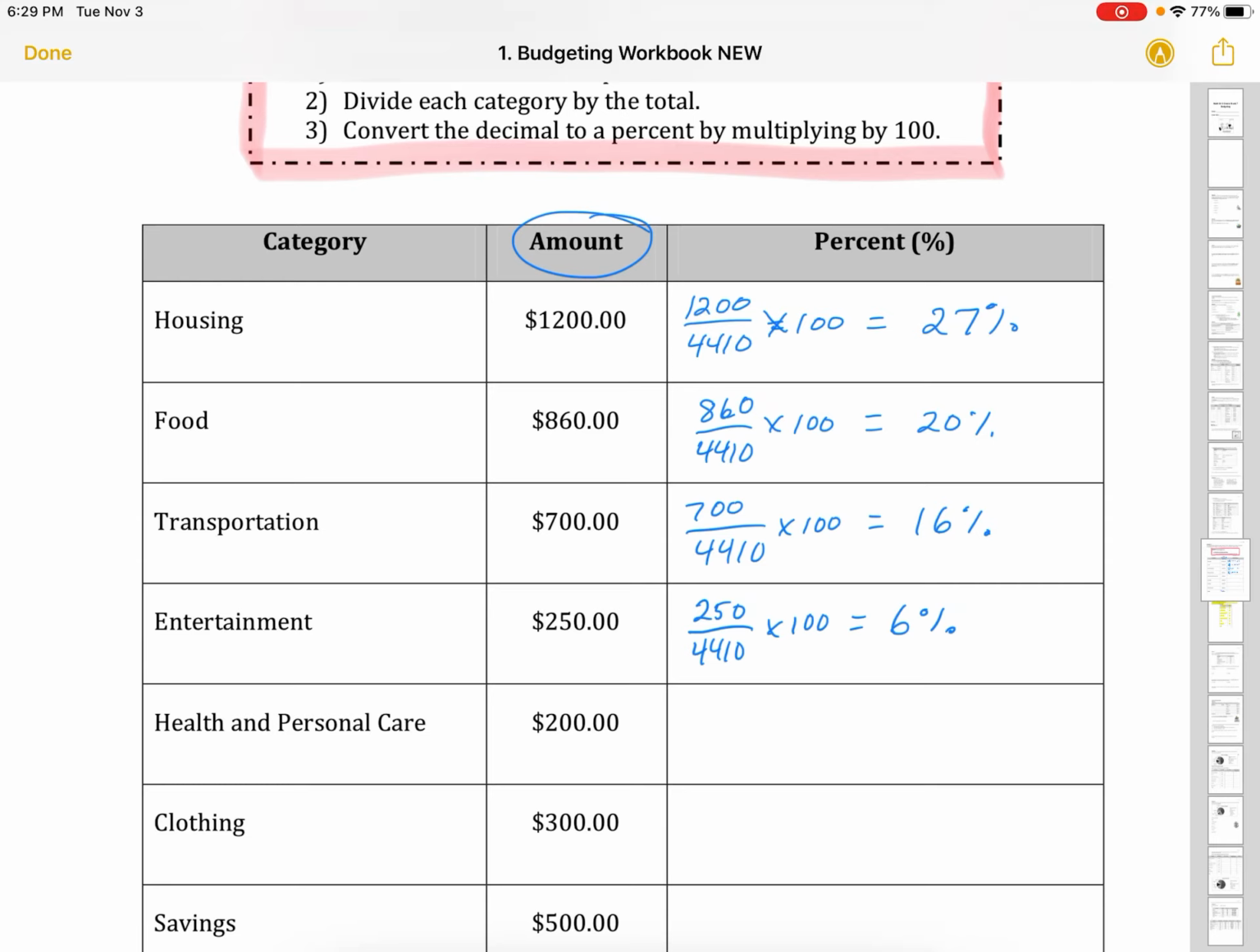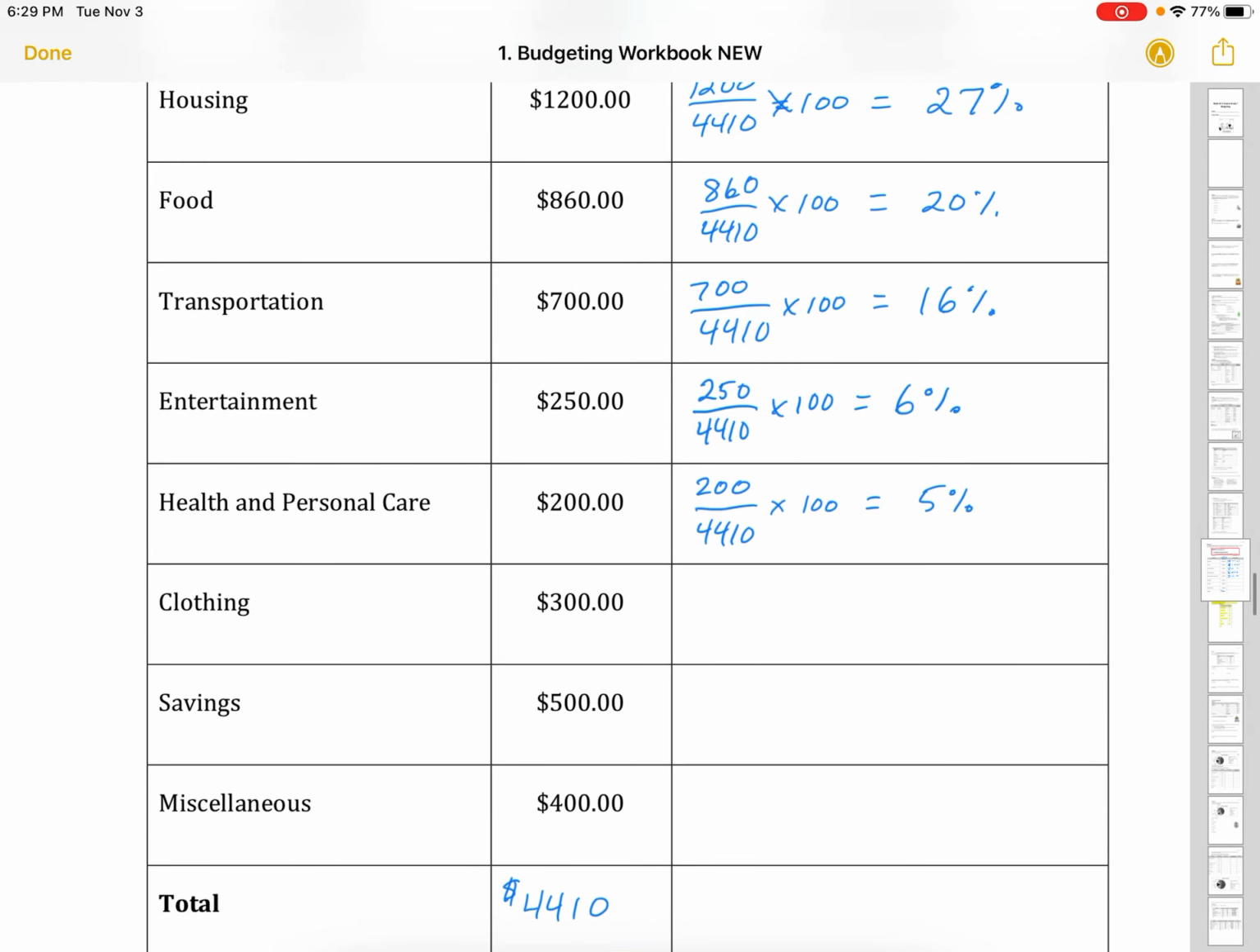Health and personal care, 200 divided by 4,410. That's my 4 pedicures. Times 100, and that would be 5%. Clothing, 300 divided by 4,410 times 100 equals 7%. Savings, well, it's great they're saving money. Times 100 is 11%. And miscellaneous, 400 divided by 4,410 times 100 equals 9%.